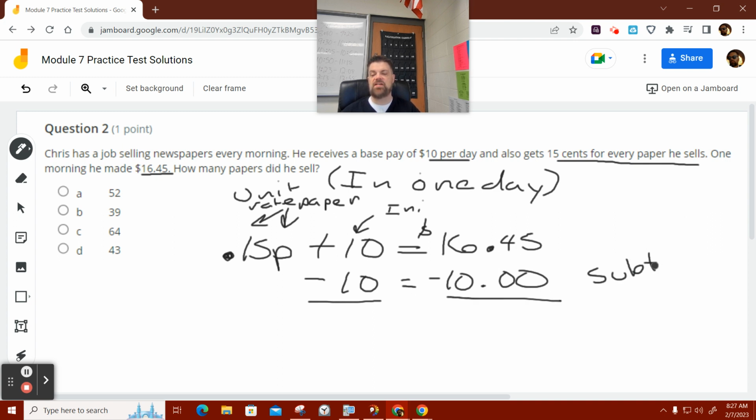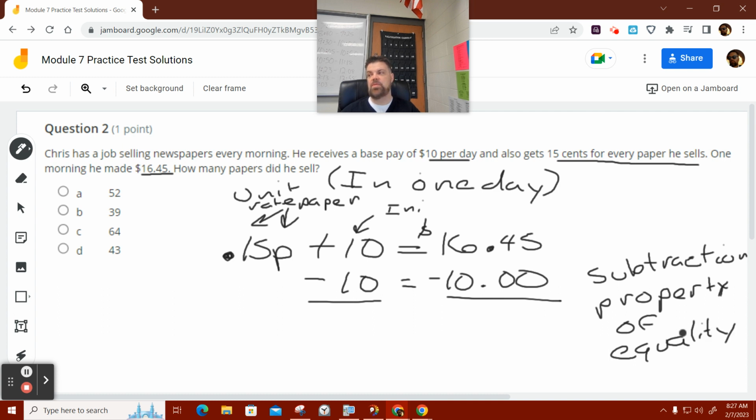Now, they're not asking you to know the properties. I just like to write it down because that way you get familiar with it. Usually what happens when we teach math, we take one little section and we teach it to you and expect you to remember it 3 years later on the SAT, and there's no way. Subtraction property of equality. Now what that means is the equation is still equal because I subtracted the same things on both sides.